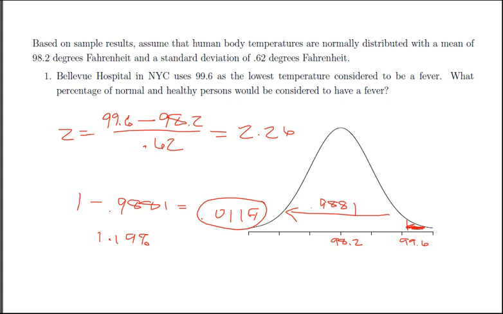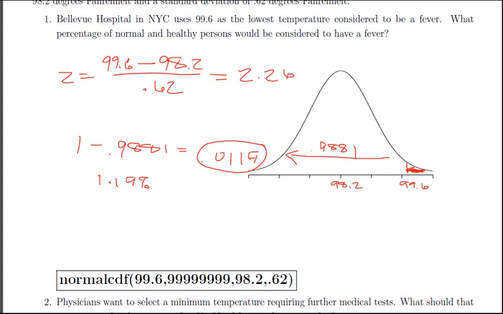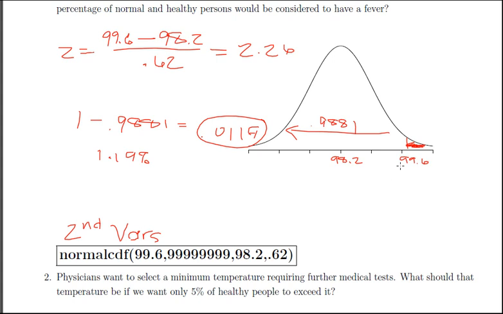Okay, now if you're going to use the calculator to do this problem, you want to go to the normal CDF function. And to get there, you go to second, and then VARS. And then you put in the lower bound. In this case, our lower bound is 99.6. Upper bound is a very large number. In theory, it goes to infinity, so just a bunch of 9s will do as the upper bound. Then the mean, and then the standard deviation, and then you hit enter. And you get a number very similar to 0.0119.